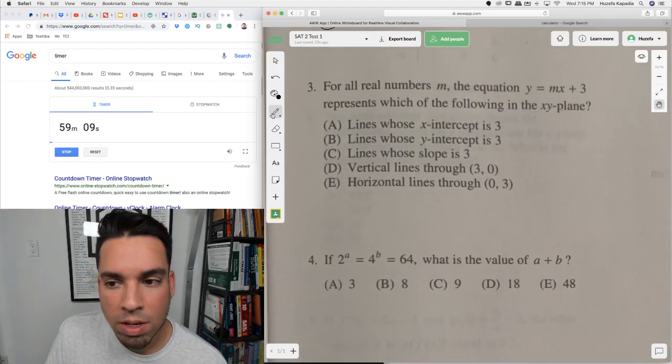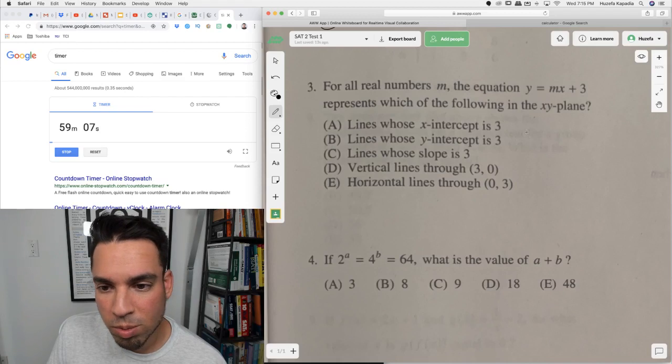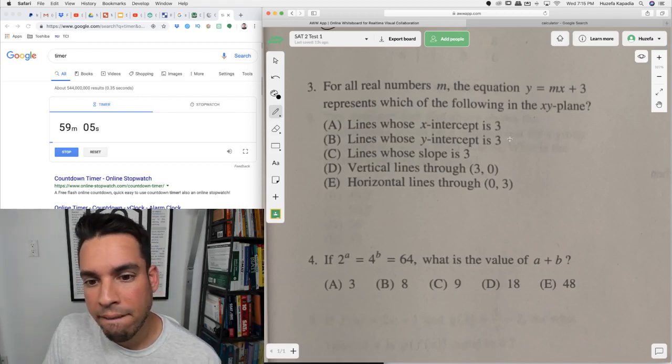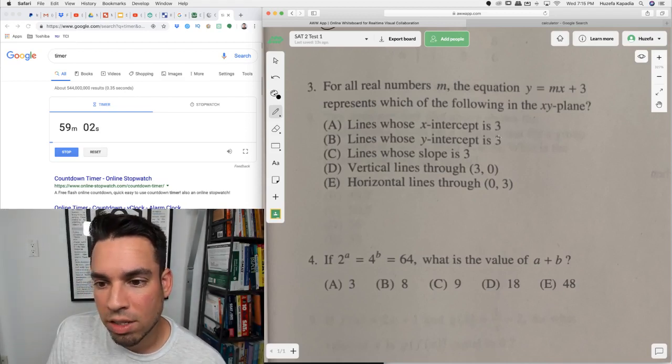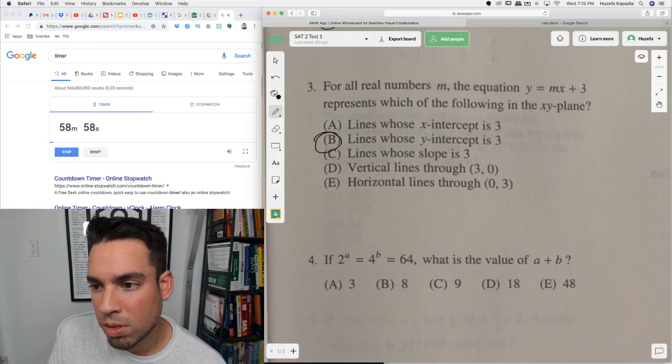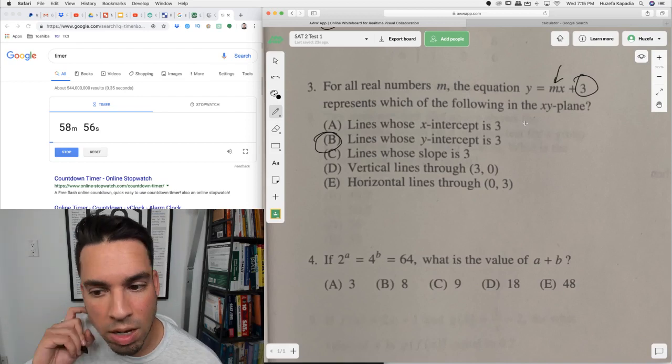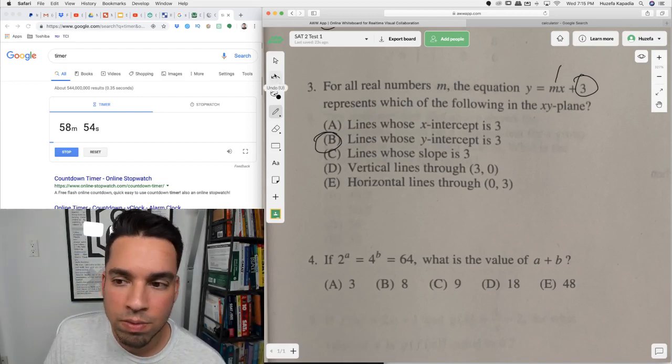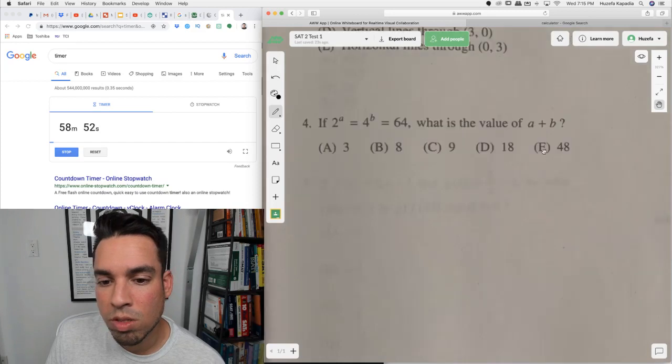For all real numbers m, the equation y equals mx plus 3 represents which of the following in the xy plane? Lines whose x-intercept, no, y-intercept is 3. The slope is not 3. That's the y-intercept. That's the slope. Slope is m. That is it. All right, we don't know what the slope is, but it's all lines like that.